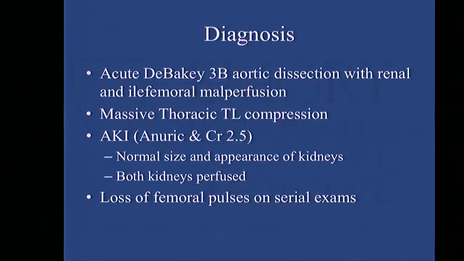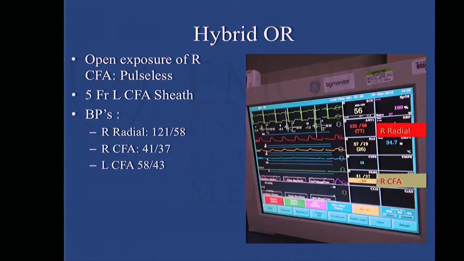So in my mind, he's got an acute TBAD 3B dissection. He's got renal and iliofemoral malperfusion. I can't feel his pulses. Massive thoracic true lumen compression. Acute kidney injury. He has a distal inflow problem to the aorta below the diaphragm. And we can fix this with a stent graft.